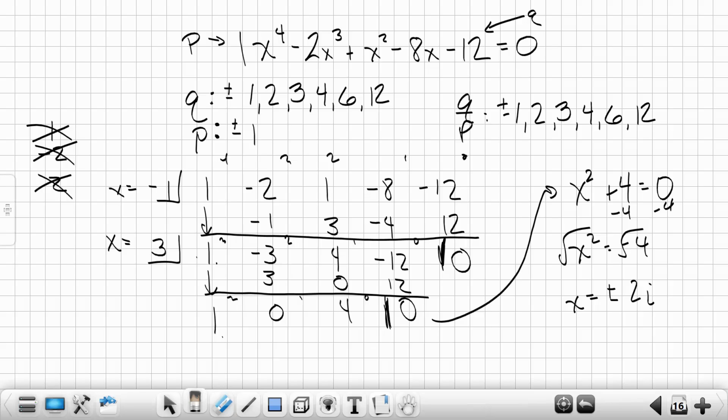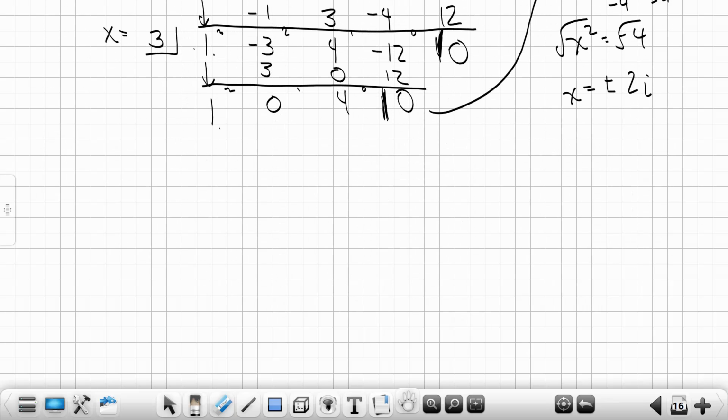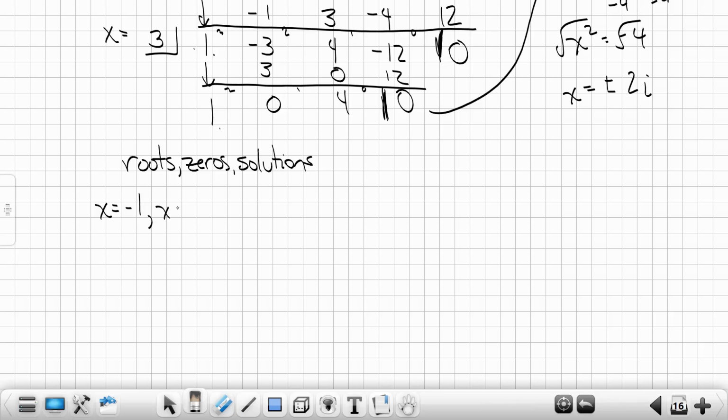All right. Now, there are 2 ways they can ask for the answers in your homework. So let's go over the ways they can ask for the answers. If they ask for roots, zeros, or solutions, your answer would be x equals -1. Was it -1 up there? Okay. x equals 3, x equals 2i, x equals -2i. That would be the way you answer it if they ask for the zeros, the roots, or the solutions.